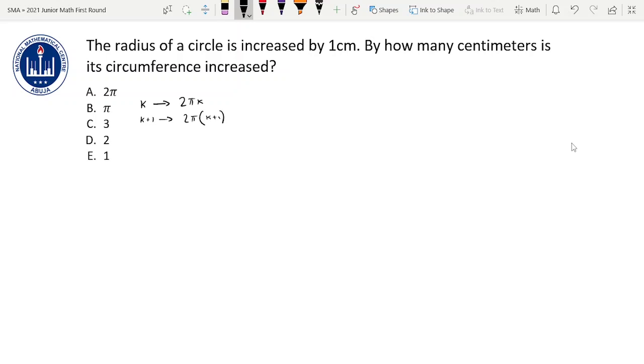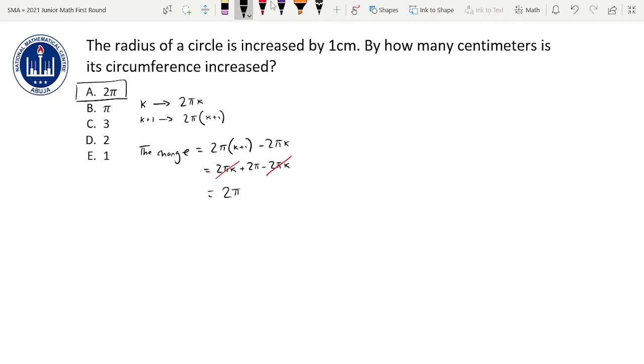Since we're trying to find out how much the circumference changes if we increase the radius by 1, the change in circumference is going to be 2 pi into k plus 1 minus 2 pi k, and this is going to be 2 pi k plus 2 pi minus 2 pi k. Notice we have two 2 pi k's here, so this 2 pi k will cancel this one, and you'll be left with 2 pi. So the change in circumference of the circle when you increase the radius by 1 is going to be 2 pi, and that means that option A is the answer.